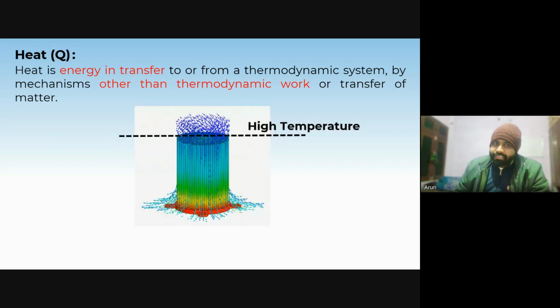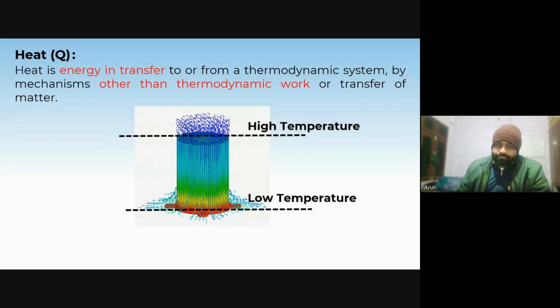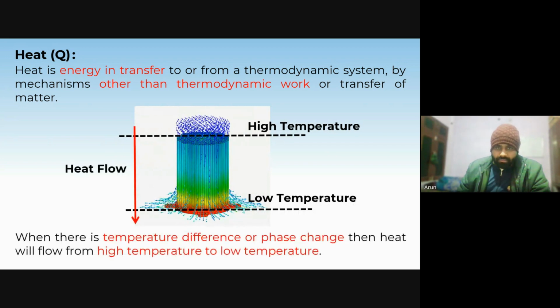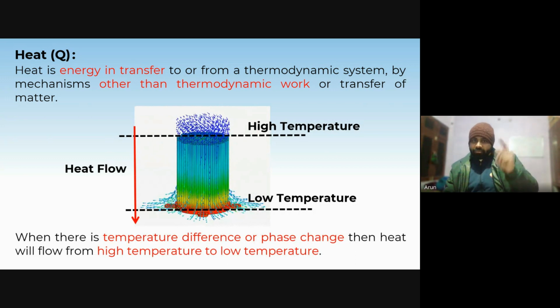So this is the higher temperature, and this line represents the low temperature. So heat is flowing from higher temperature to lower temperature. Whenever there is a temperature difference or phase change, this is important, heat will flow from higher temperature to lower temperature. And when there is a change in temperature, you can sense it. That heat is termed as sensible heat.